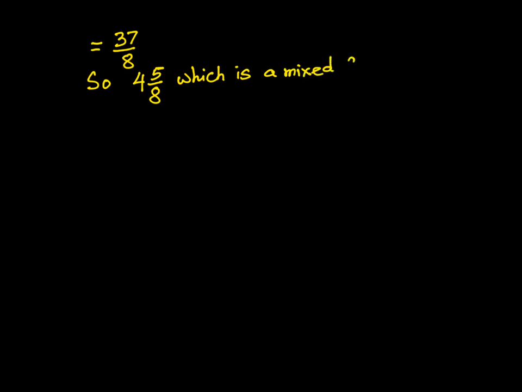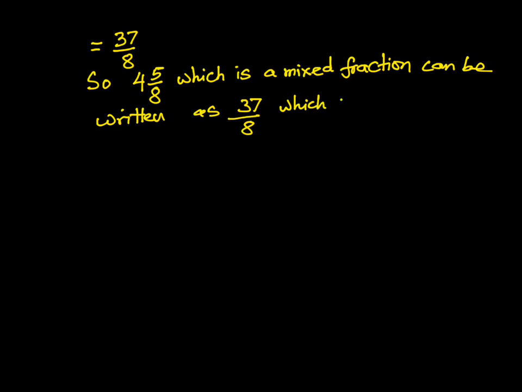So this is the mixed number, which is 4 5/8, a mixed fraction or a mixed number. It can be changed to an improper fraction. And by improper, we basically mean that the denominator is smaller than the numerator. So the numerator is way bigger than the denominator. So that's an improper fraction. Okay?